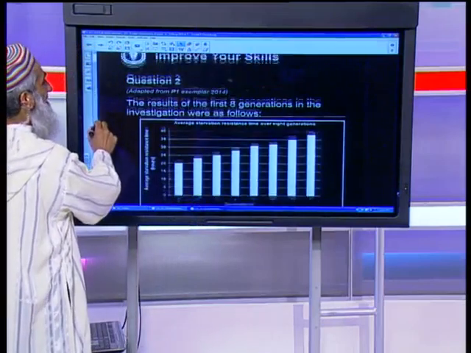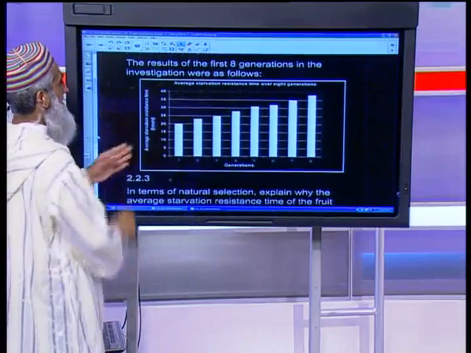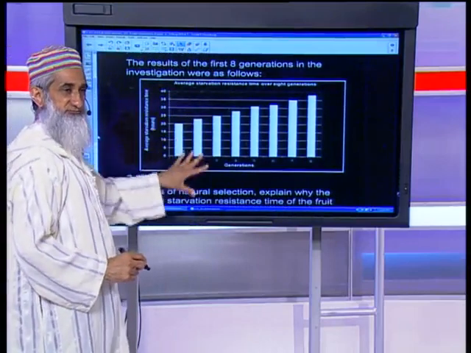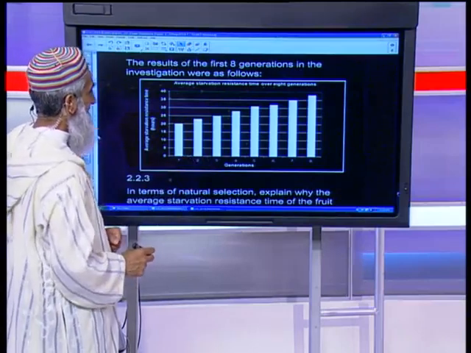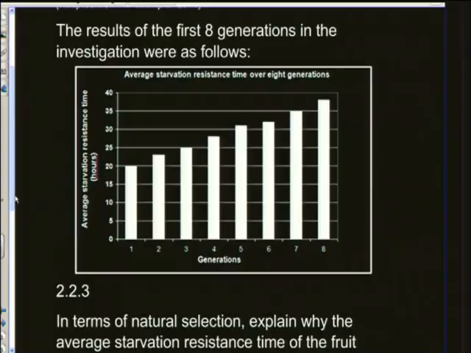Good. We move to another question now, or the same question, sorry. Now they're giving you the results in the first 8 generations. So look at what has happened. Over generations, something has happened, and you can see it clearly. Okay, so if we drew a line graph, it would look something like that.